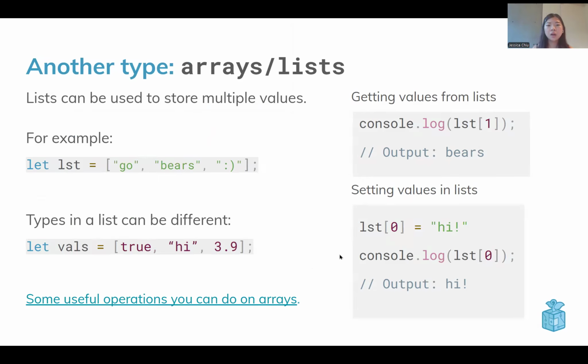Okay. Another type is arrays, or lists. If you want to store multiple items together, then you can use a list.